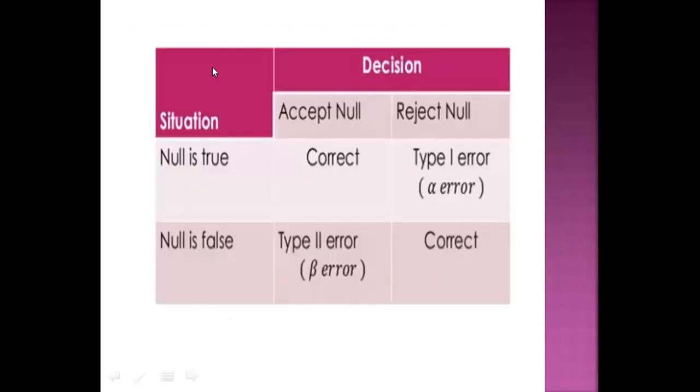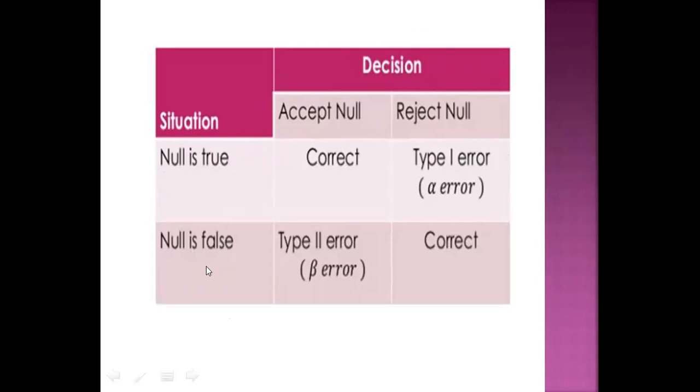Therefore, there is a situation and there is a decision. When the null hypothesis is true and we accept it, then we make the correct decision. When the null hypothesis is true and our decision is to reject the null hypothesis, then we commit the type 1 error, or it is known as alpha error.